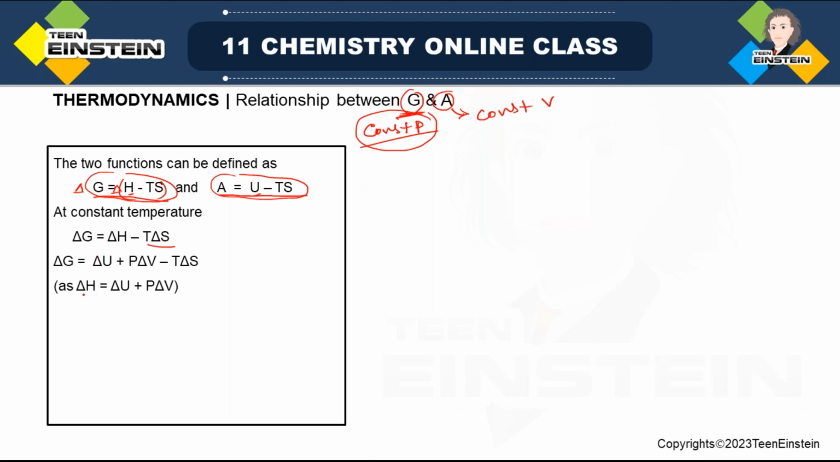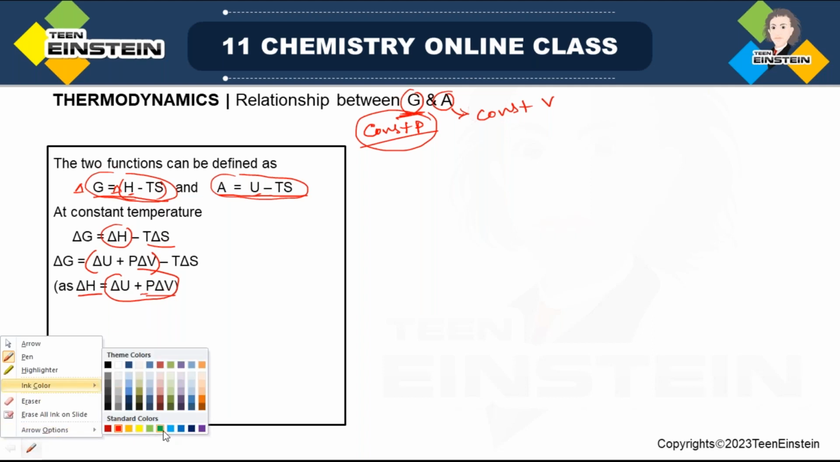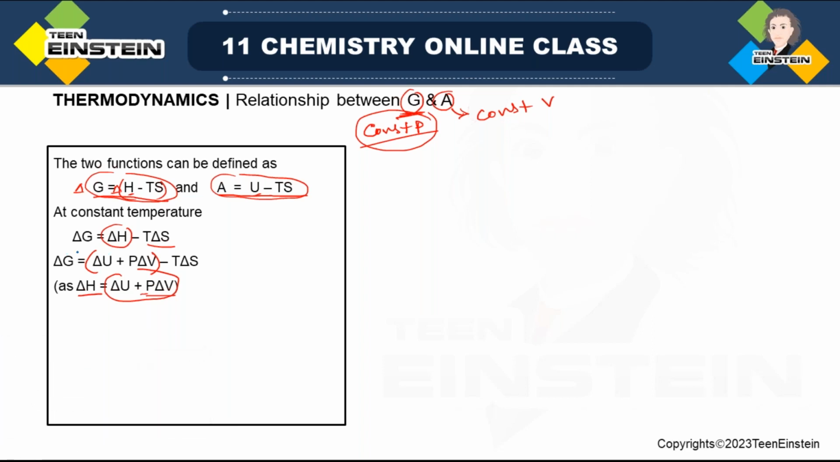Now we also know that del H is equal to del U plus P del V, provided pressure is constant, because if pressure is not constant you cannot write it. It is pressure constant, and change in enthalpy is this term. So instead of writing del H, now we have written del U plus P del V. Now we have this equation.